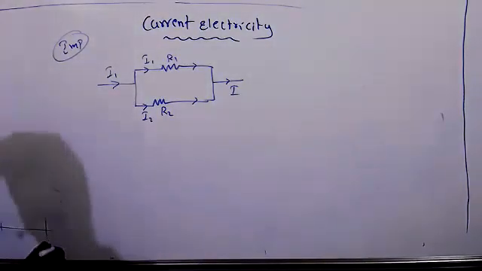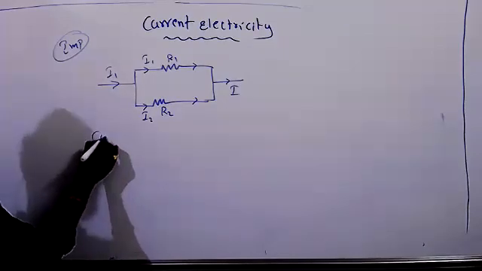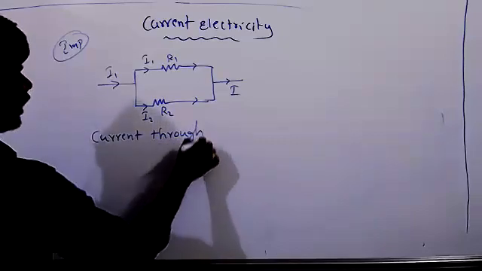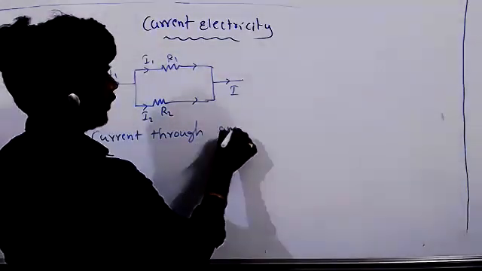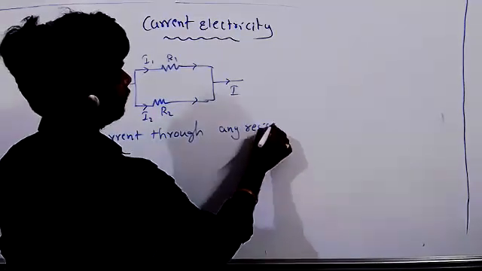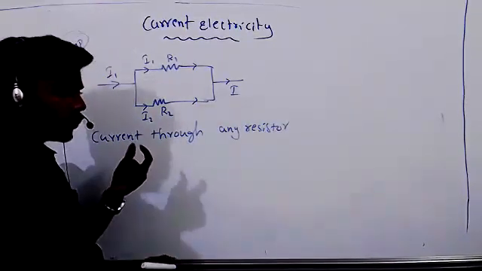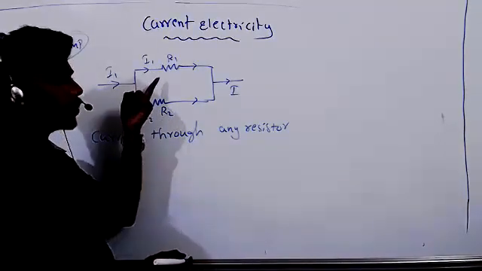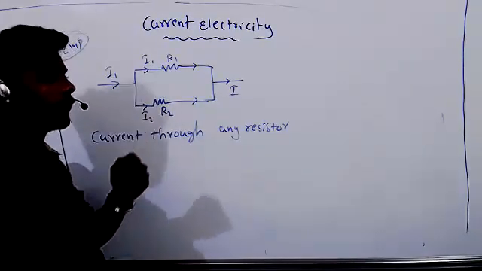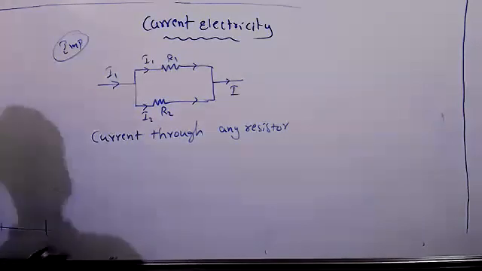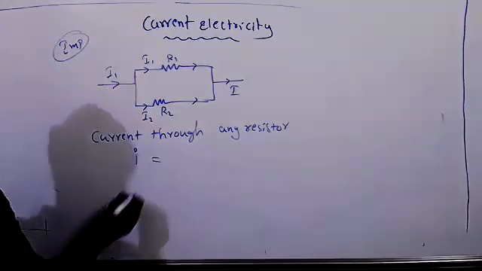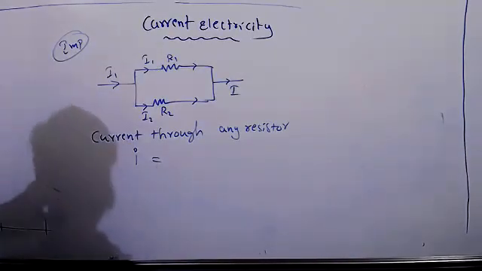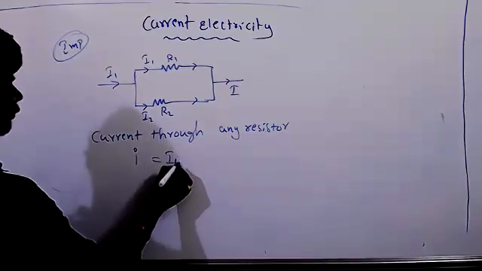Look at this. Current through any resistor. Suppose if I ask you how much current is passing through the second resistor, how will you calculate? If I ask you how much current is passing through the first resistor, how will you calculate? There is one formula for that. Current equals, suppose if I ask I1, I will write I1. If I am asking I2, I will write I2 here. I total means total current.